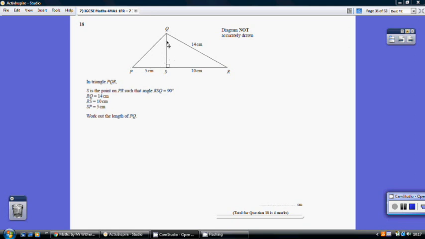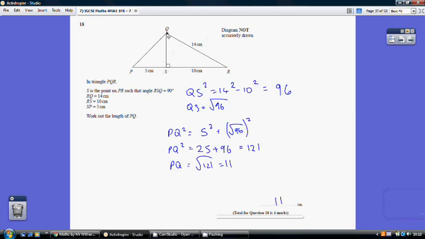Well, we can work out QS, because QS is part of the triangle QSR. So we can go and work out what QS is by looking at the triangle on the right, and then use that information to work out what QP is. So how do we work out what QS is looking at the triangle on the right? Well, it's side, side, find a side, and we're trying to work out one of the shorter sides. So this is going to be a taking away Pythagoras. So QS squared equals 14 squared, take away 10 squared, which is 96. So QS is the square root of 96.